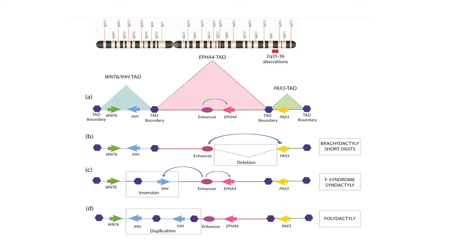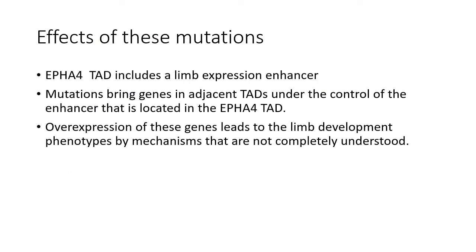So you can have very severe effects simply by moving or inverting a TAD border such that an enhancer is then controlling a gene which is not normally associated with that enhancer. The bottom line is you have the EPH84 gene, which is included within a TAD, and that includes a limb expression enhancer. We have adjacent TADs that are not normally under the control of that enhancer, and mutations that bring them under the control will cause these limb defects. That includes removal of the TAD border, inversion, etc. We're not quite sure of the mechanisms here, but the phenomenon is very well supported.